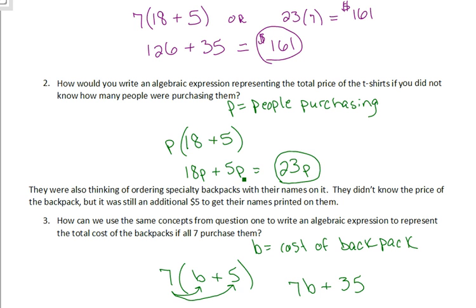So here's the question. Up here, we combined these and had the 23P. Down here, can we do that? Well, the answer is no. Look at this. It's not like terms. That $35 has nothing to do with the cost of the backpack. It has to do with the names printed on the back. So these are not like terms, which means this then is going to be my final answer.